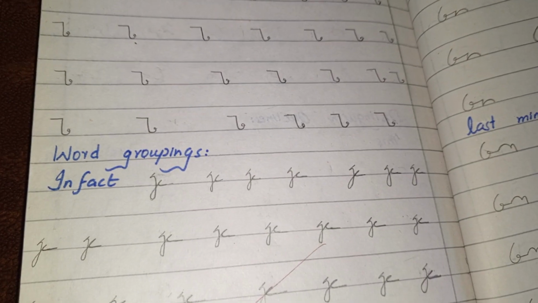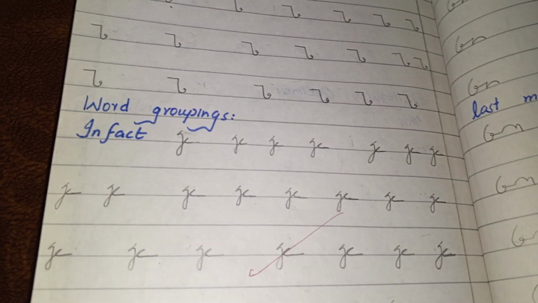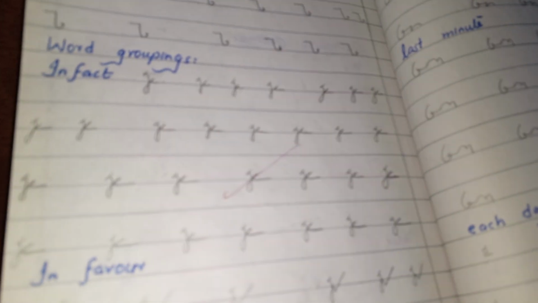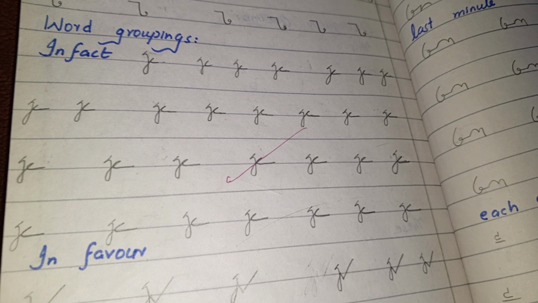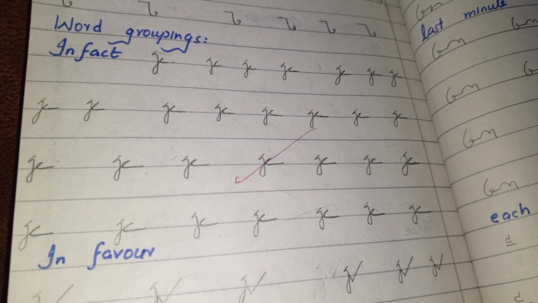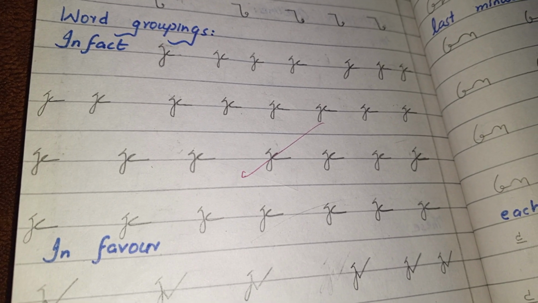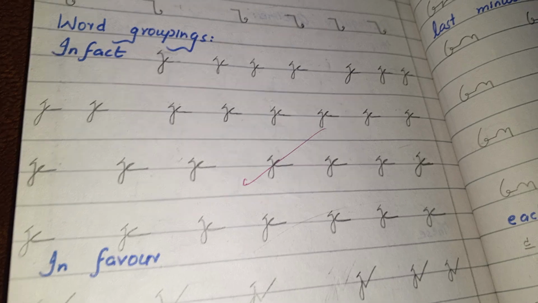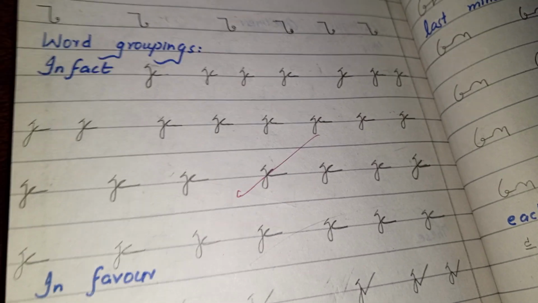Next word grouping, in fact. In fact: I, N, F, C, T. Students, wait for a while. I don't know why the video is blurred. Well, in fact: INFCT. Here T is on the line. Why is T on the line? Because in the word groupings, we join the C and T with F.